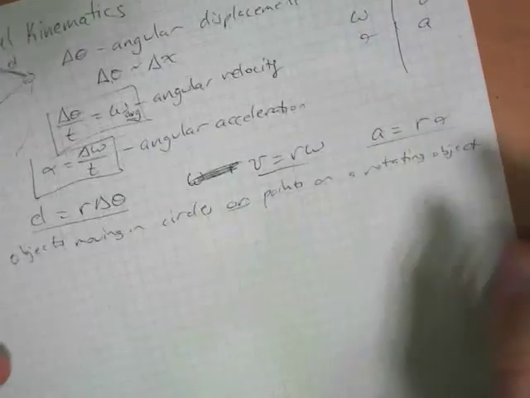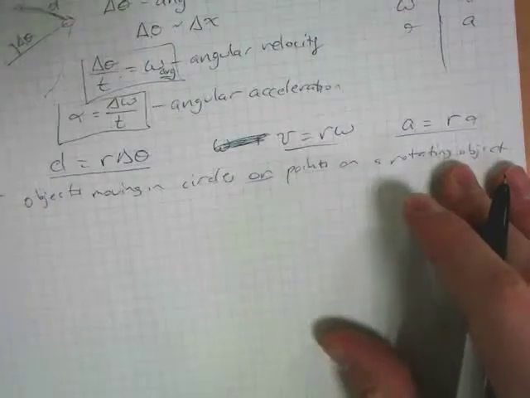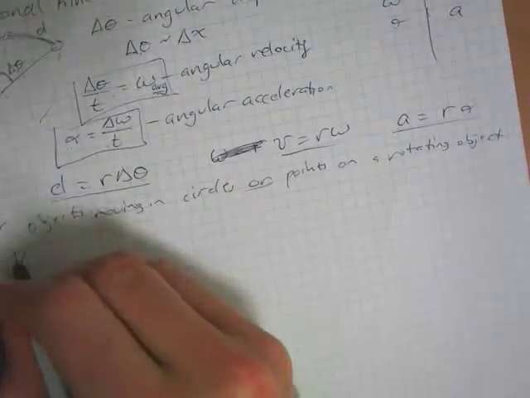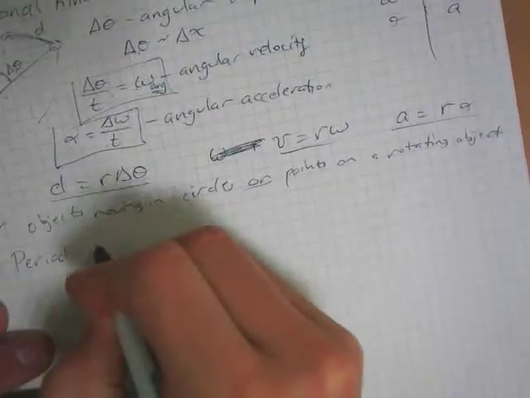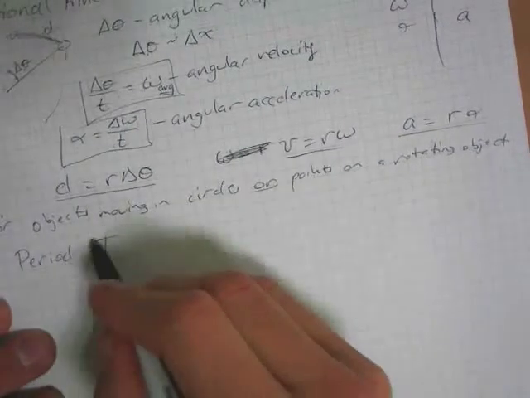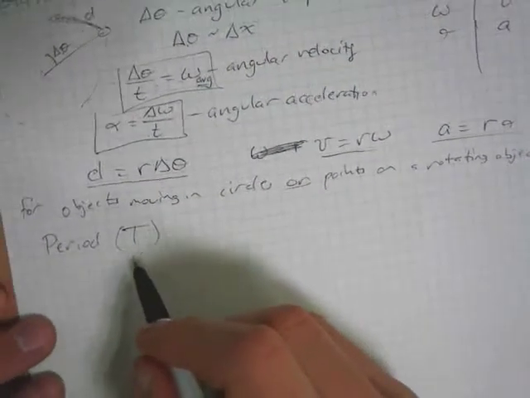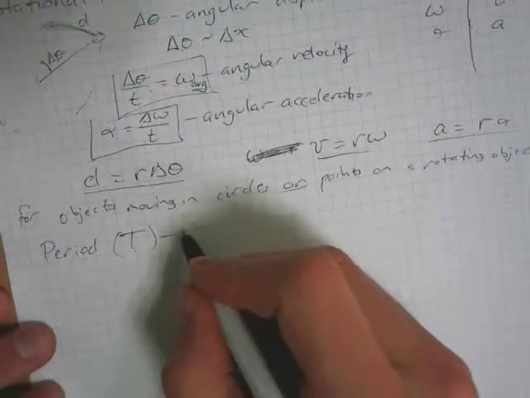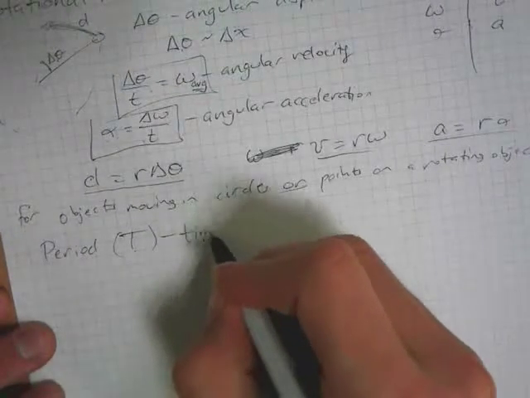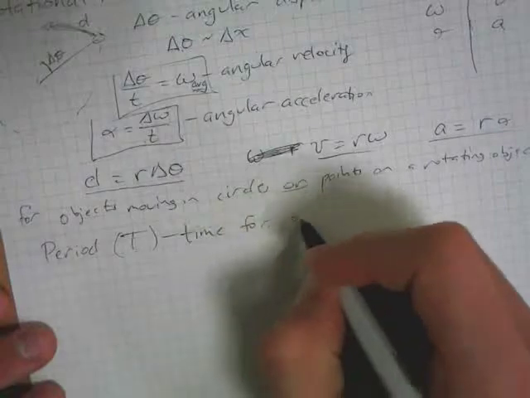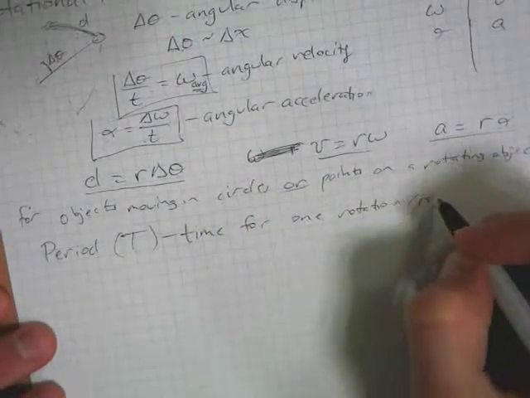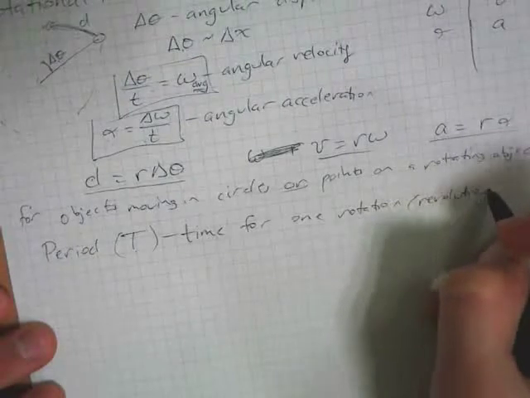There's another quantity that's important for rotating stuff, and that is the period, which is usually denoted by the variable capital T. Period is T. This period means the time for one rotation or revolution.